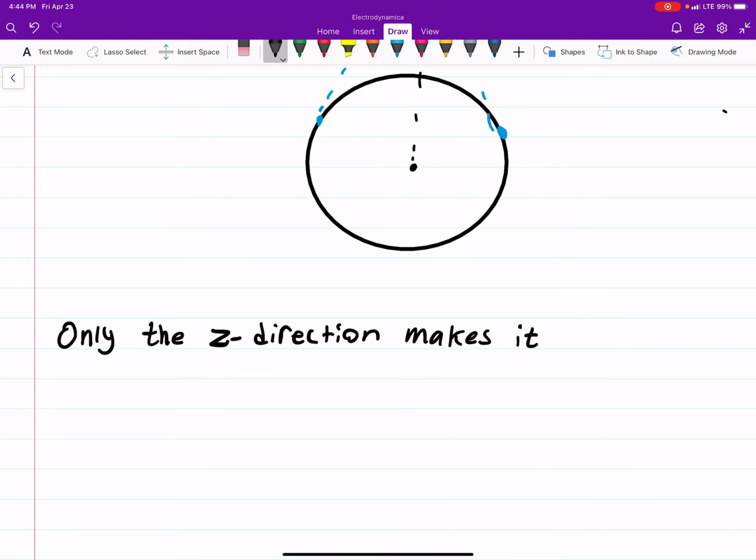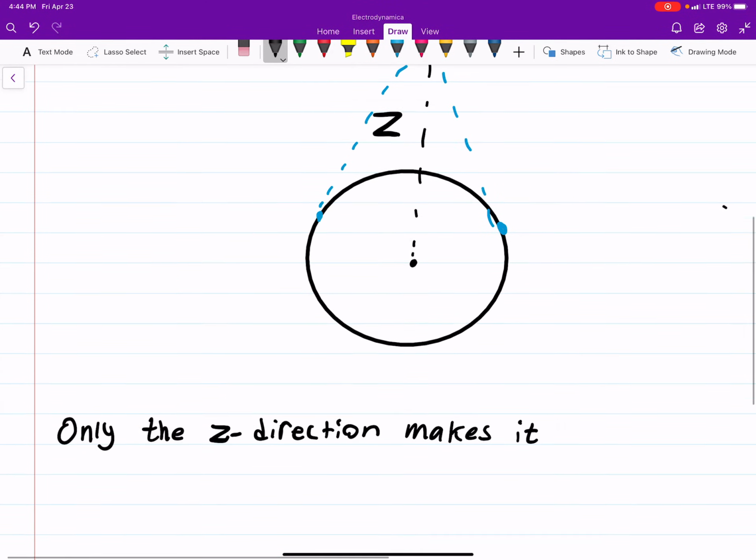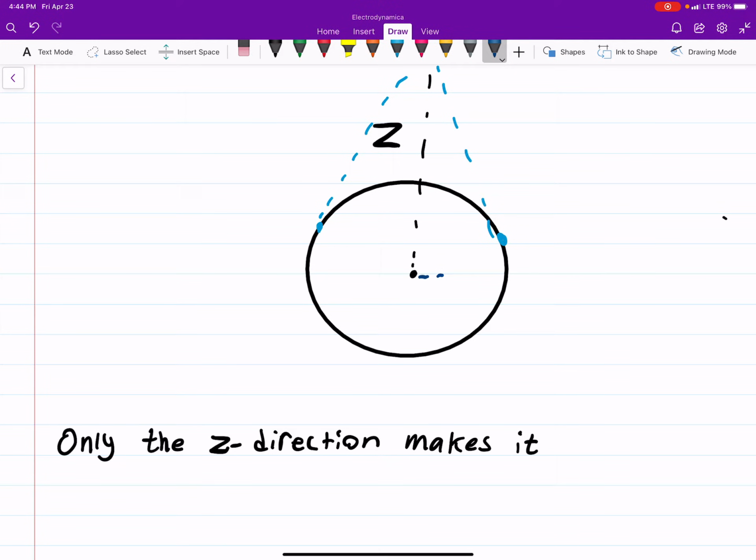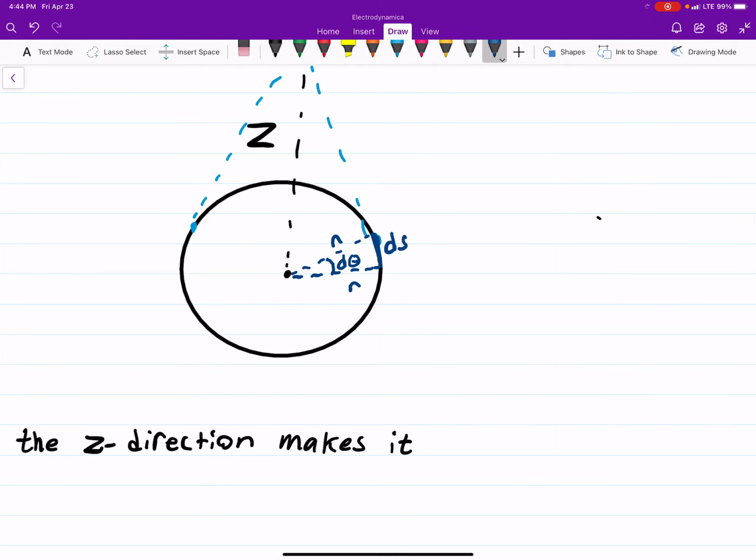Okay. Now I want to look a little bit at our circle here. Let's say this is r and this is r. They're both going to be a radius r from the center. And this is a small bit of angle d theta. And we'll call this a small bit of arc length ds. And if you remember from trig, ds is going to be equal to just r d theta. So we're going to need that.